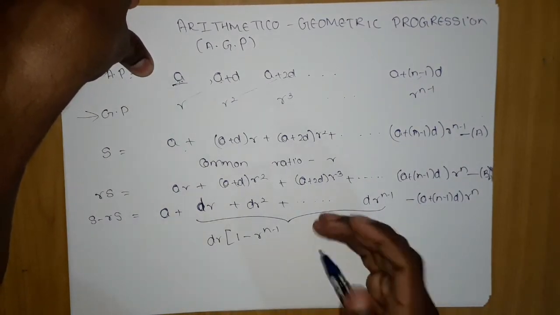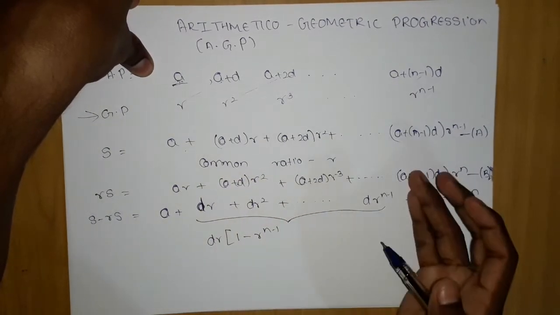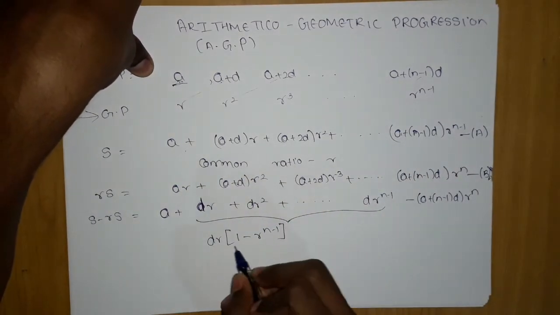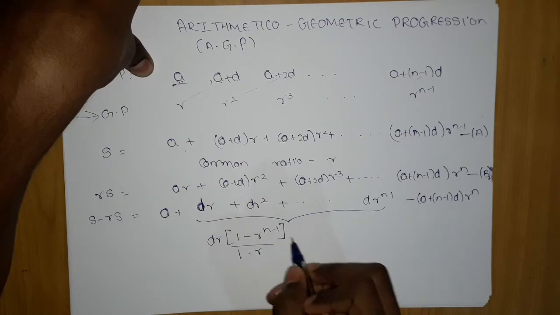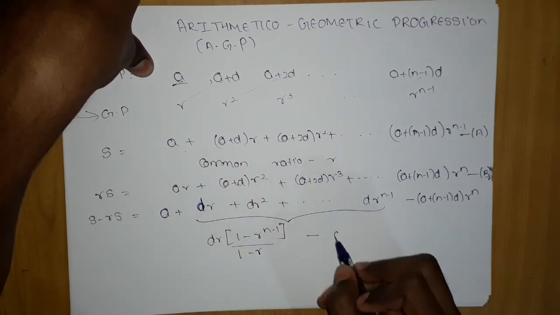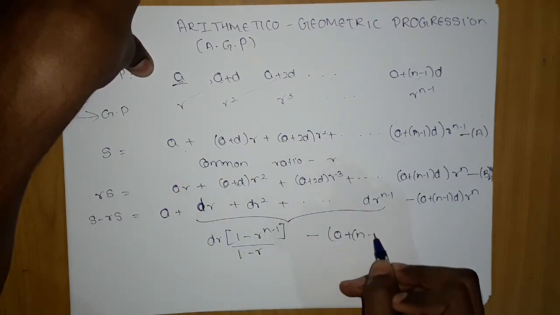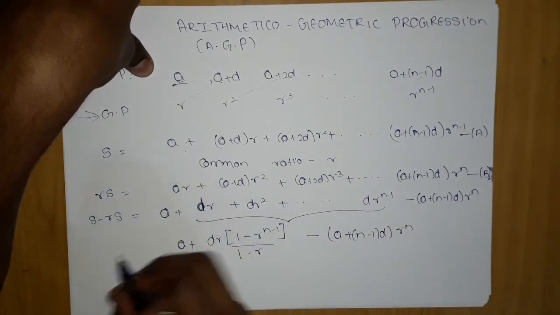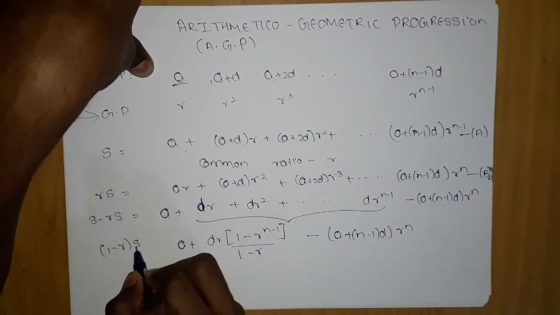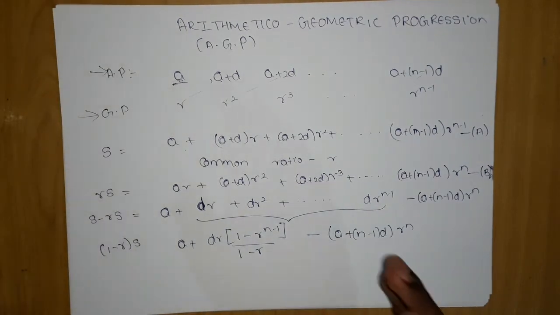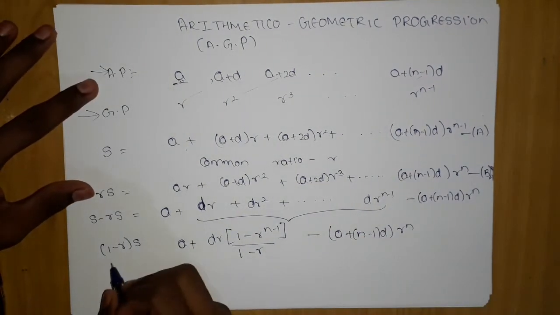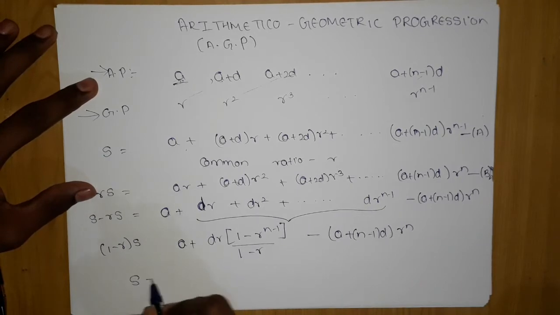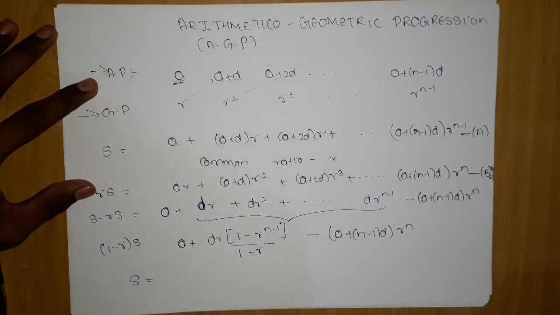Now here many children make a mistake: 1, 2, 3, 4, till what term? n minus 1. So r power n minus 1 upon 1 minus r. After doing this, minus a plus n minus 1 into d into r power n. Here what you have is 1 minus r into s. So when you move this 1 minus r down, what you get is s, the sum of this arithmetic geometric progression, and that is what you need to find.